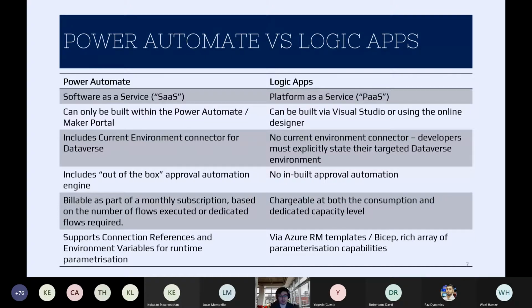One important difference between our Power Automate and Logic apps is that when it comes to Dataverse, we've got this concept of the current environment connector in Power Automate, which, as the name implies, will always ensure that we are connecting to the correct Dataverse environment based on where our flow resides. So if we're in our production environment, our flow is going to look at production. If we're in test, it's going to look at test, etc., etc.